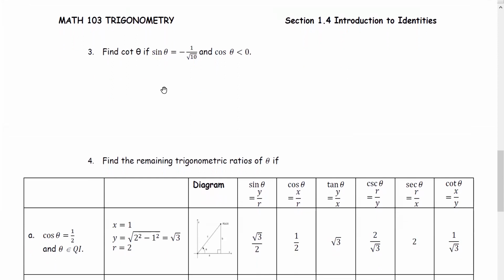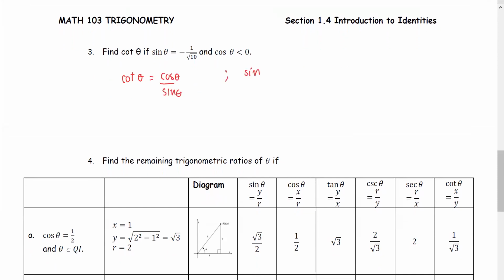Example number 3. Find cotangent theta if sine theta is negative 1 over square root 10 and cosine theta is less than 0. Since cotangent theta is cosine theta over sine theta.